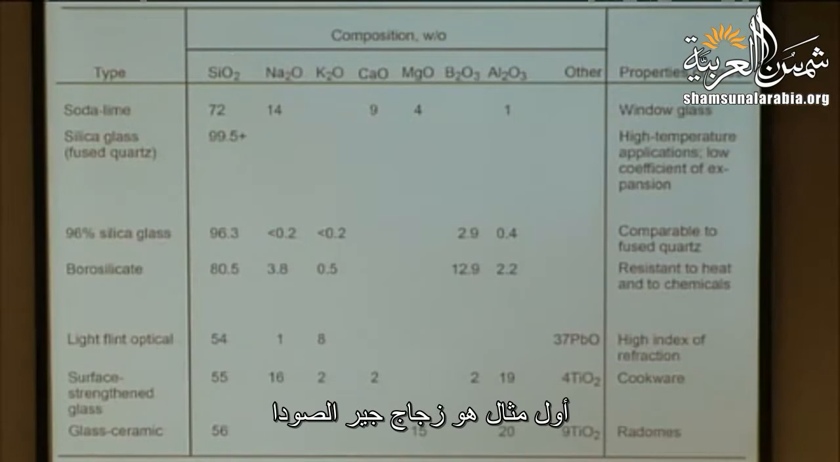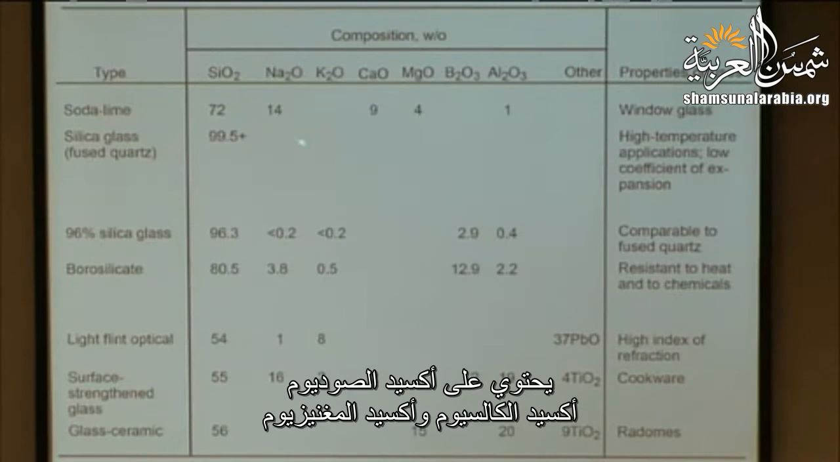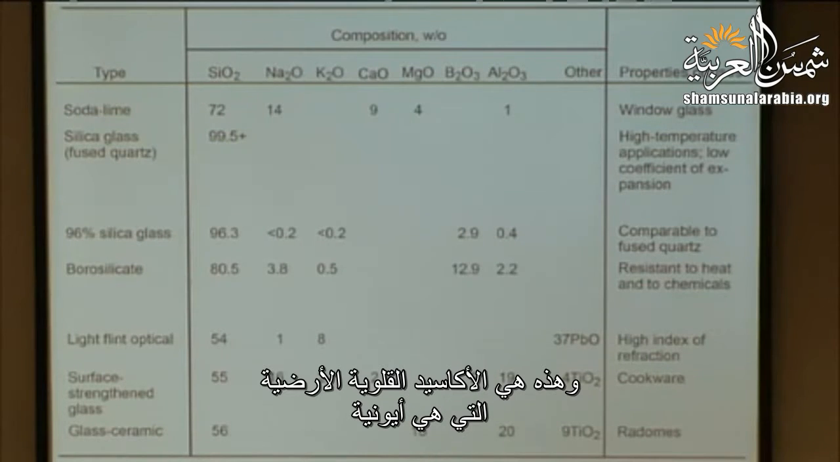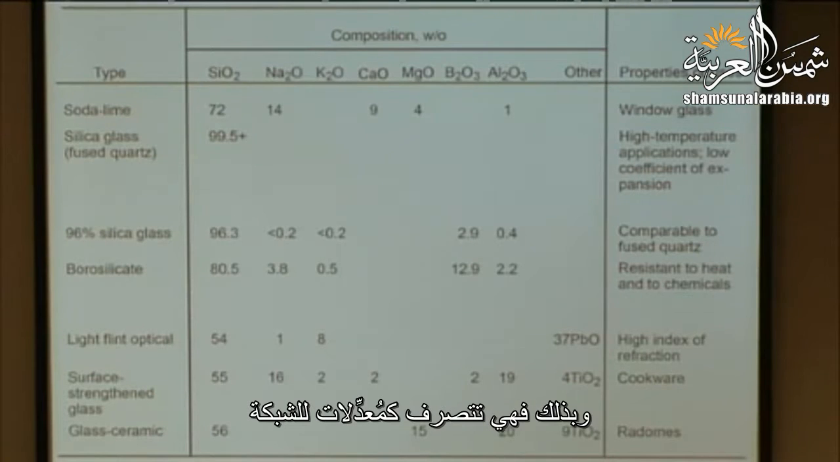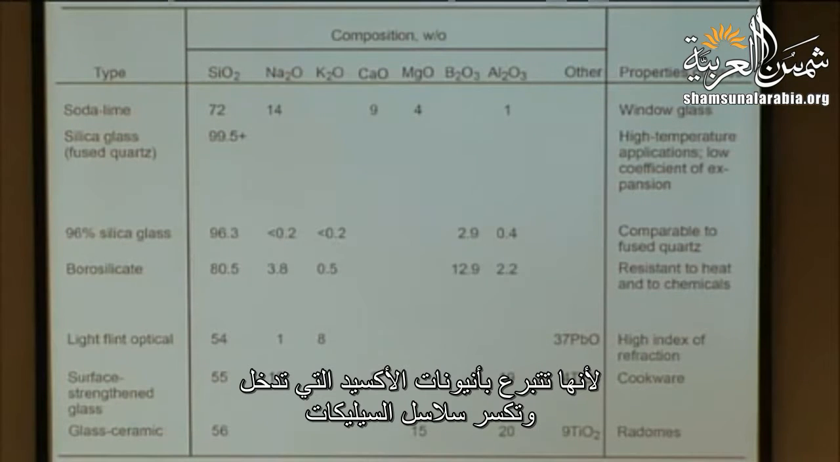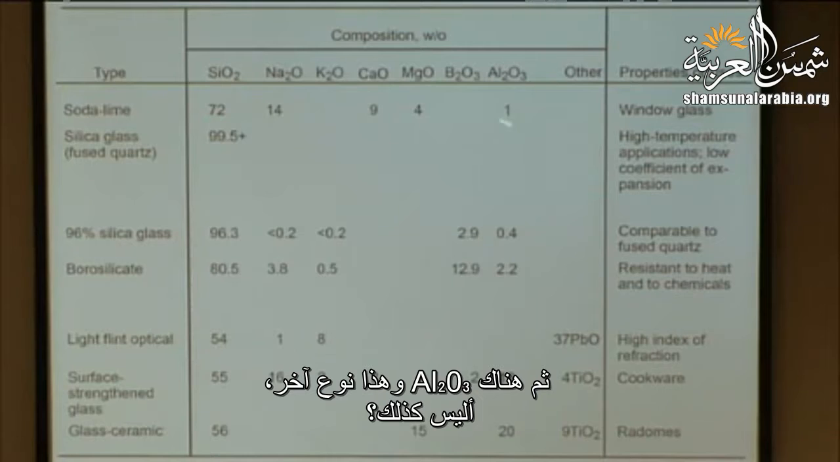The first one is soda lime glass. And you see it contains silica, which is the network former. It contains sodium oxide, calcium oxide, and magnesium oxide. And these are all alkaline earth oxides that are ionic. And so these are acting as network modifiers because they're donating oxide anions that go in and break the silicate chains. And then there's this Al2O3, and that's sort of halfway in between, isn't it?